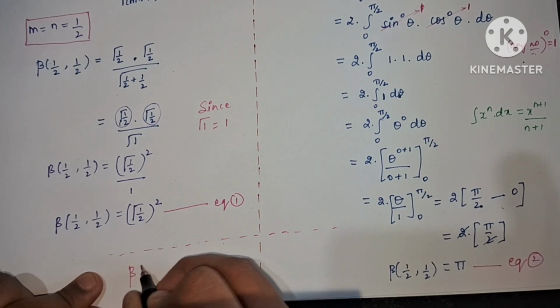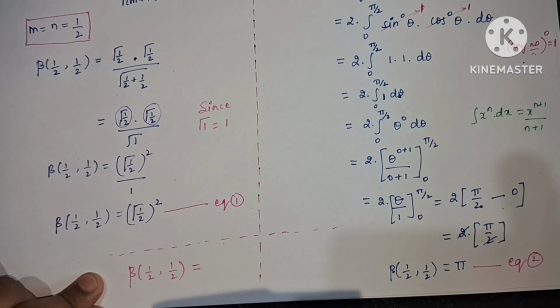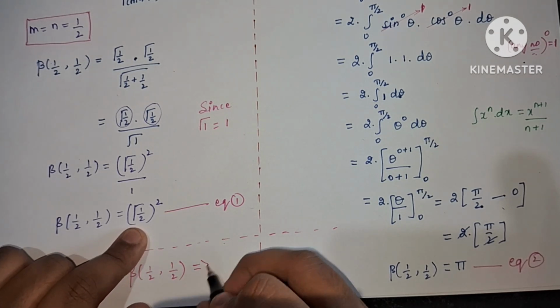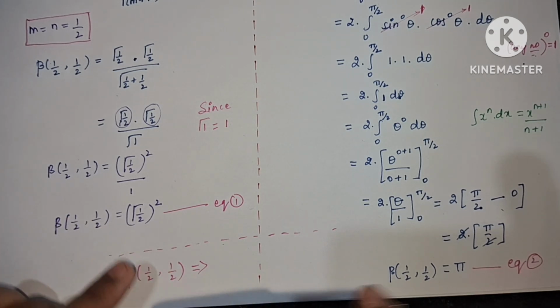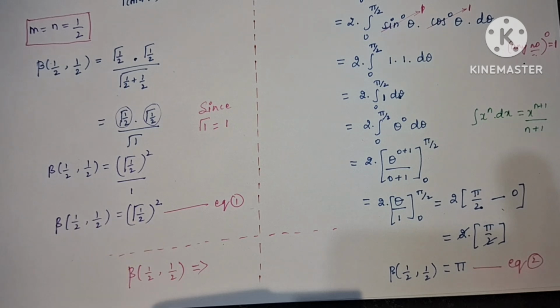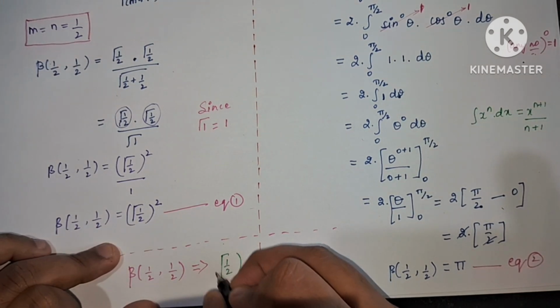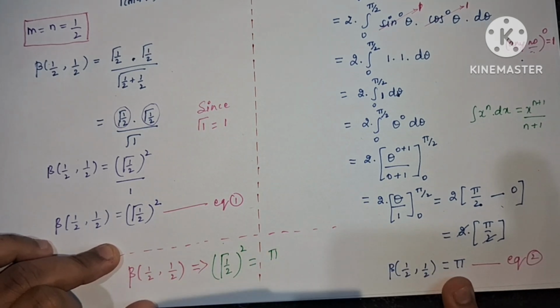So beta of 1 by 2 comma 1 by 2 can be taken as what is here. I'm having both the sides, beta of 1 by 2, 1 by 2. Therefore I'm writing this one, so I'll just equate this. So what does this become? This becomes gamma of 1 by 2 the whole square is equal to pi.